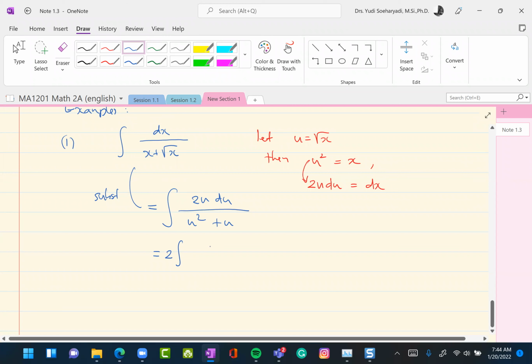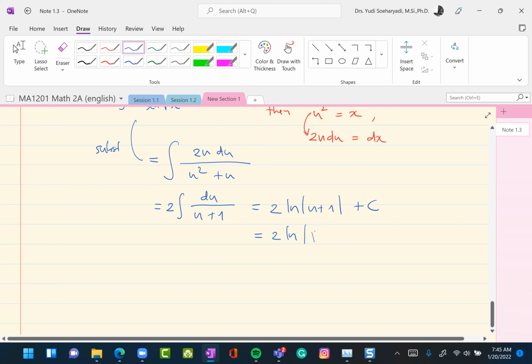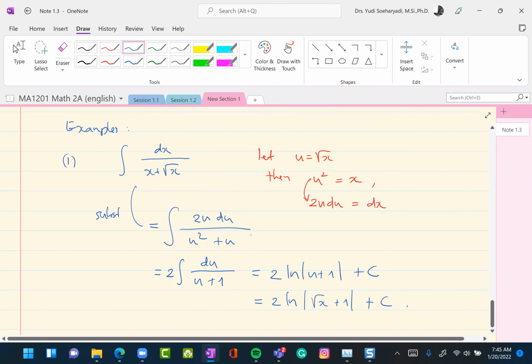And then that's easy. This gives you the natural log. Then you substitute back for u. So you see here, in this form there are no radicals anymore. Why do we use this u? Because we want to get rid of this square root.